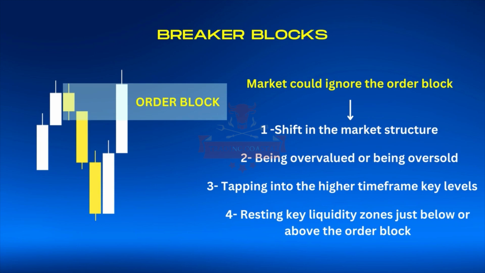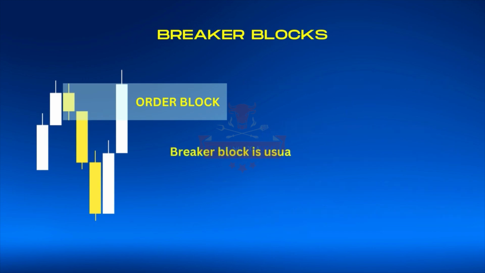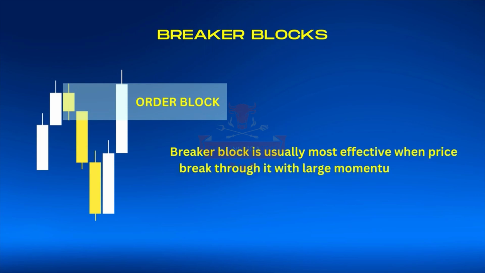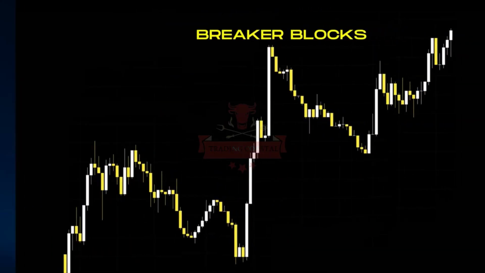An invalid order block fails to reject the price, and price breaks through it and it becomes a supply or demand level, which we call a breaker block. A breaker block is usually most effective when price breaks through it with large momentum candles with a tiny pullback to it. Let's see an example.